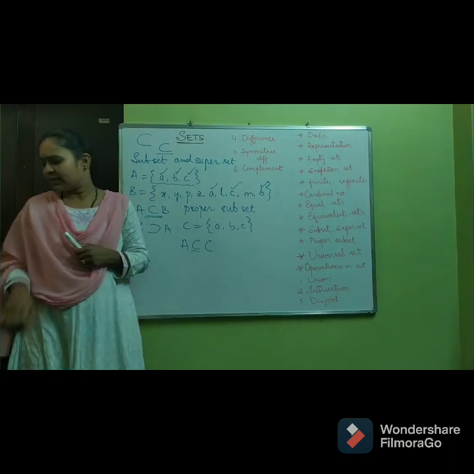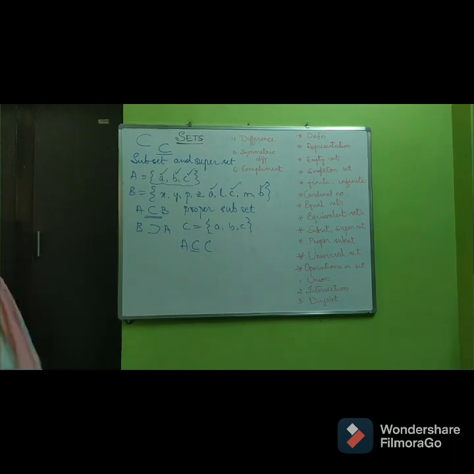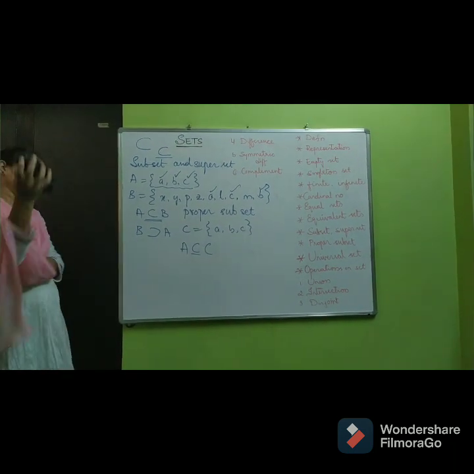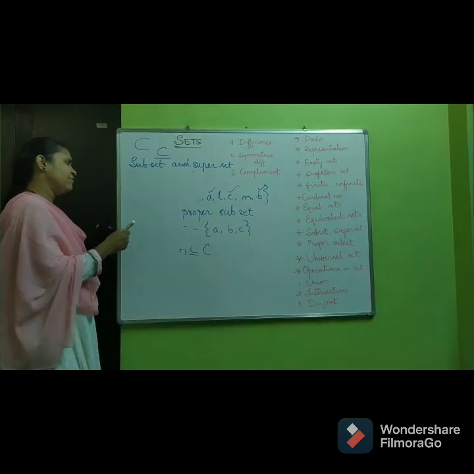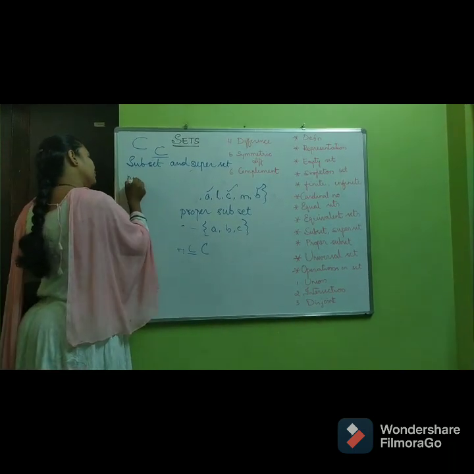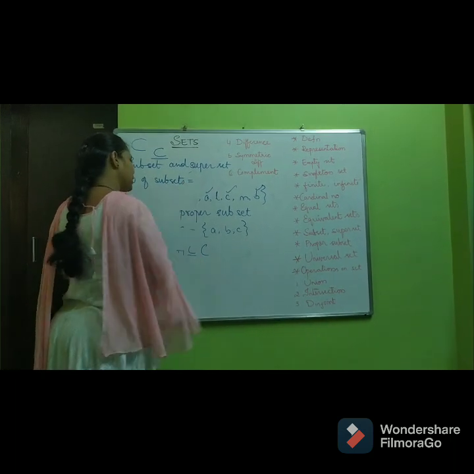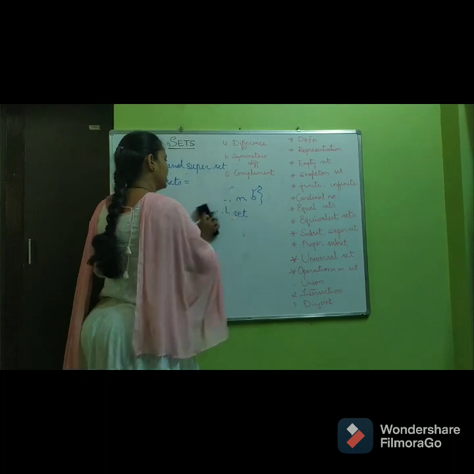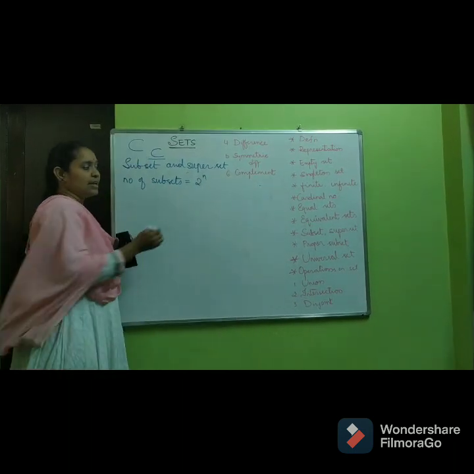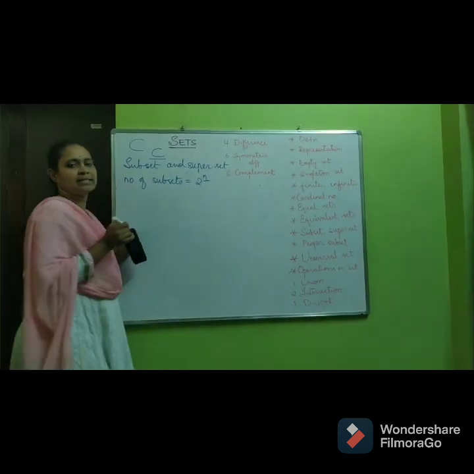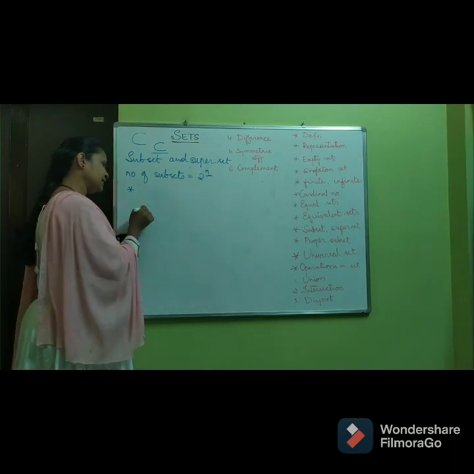And how many subsets are possible for a set? I want to tell that. The number of subsets is given by the formula 2 to the power n, where n is the number of elements in the set. So the first thing is every set is a subset of itself.